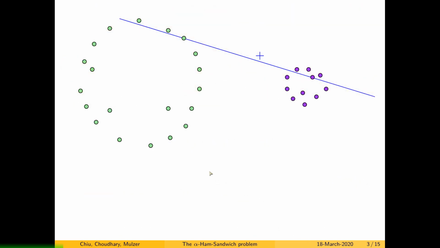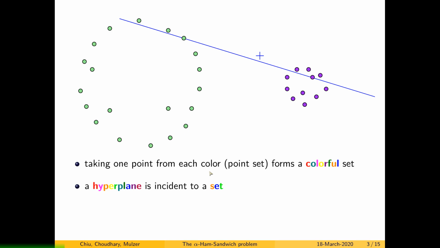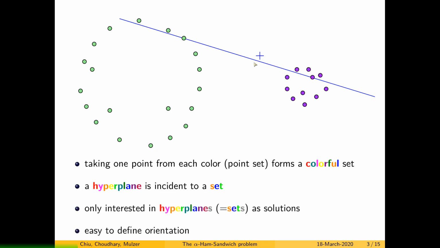This is an example from before. So we say that a point set is colorful if it contains 1 point from each color, and a hyperplane is colorful if it is incident to a colorful set. For instance, this green point and this violet point form a colorful set, and this hyperplane, by virtue of passing through these 2 points, is also colorful. We will only be interested in solutions which are colorful hyperplanes, that is, incident to colorful sets, because it is easy to define orientation for such point sets.